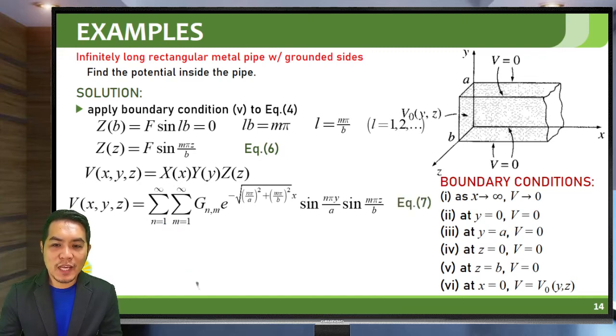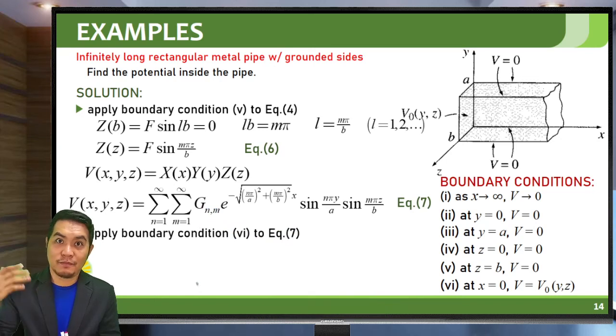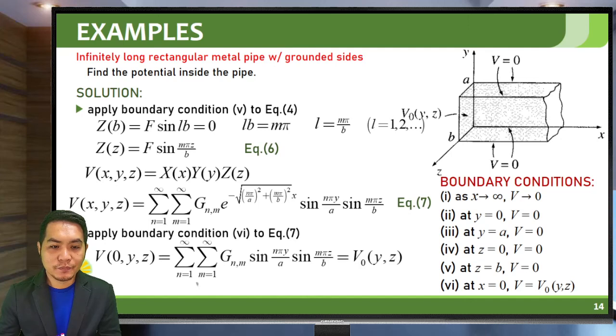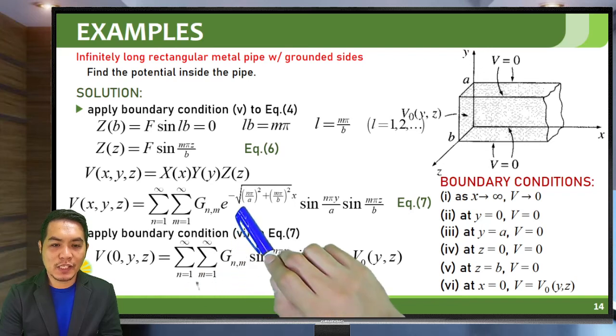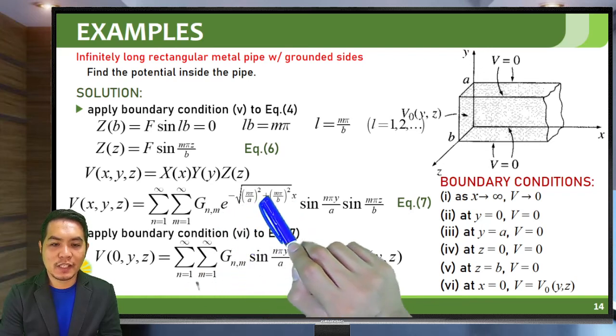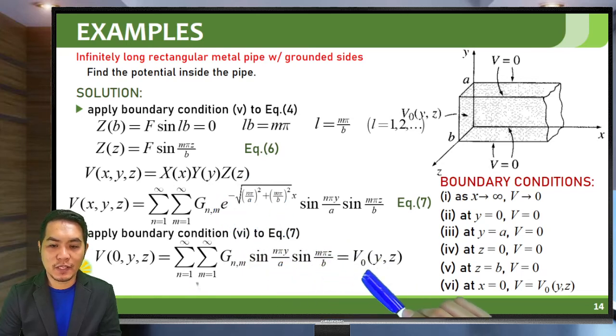So you apply the last boundary condition to solve for g in the same manner with the two-dimensional case that we have discussed. So again, this is at x is equal to 0, the potential is V naught now. So at x is equal to 0, you have e to the 0, that's just 1, so that term goes away, and you are left with this.